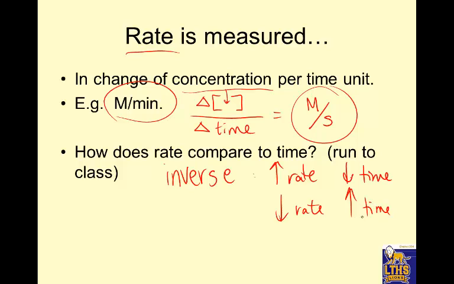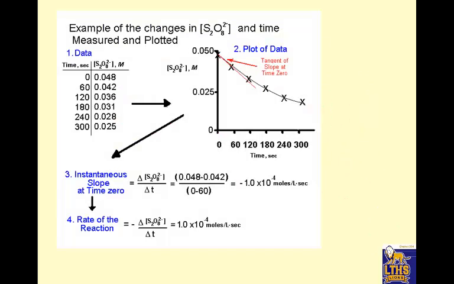Wait, a low rate means a long amount of time. What did I just say? So the lower the rate, the longer it takes. The faster the rate, the shorter it takes. They're inverse of each other. They are not each other. So how can we measure that?